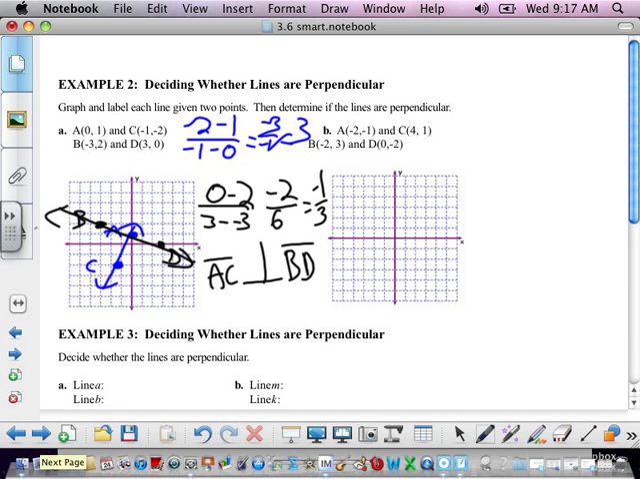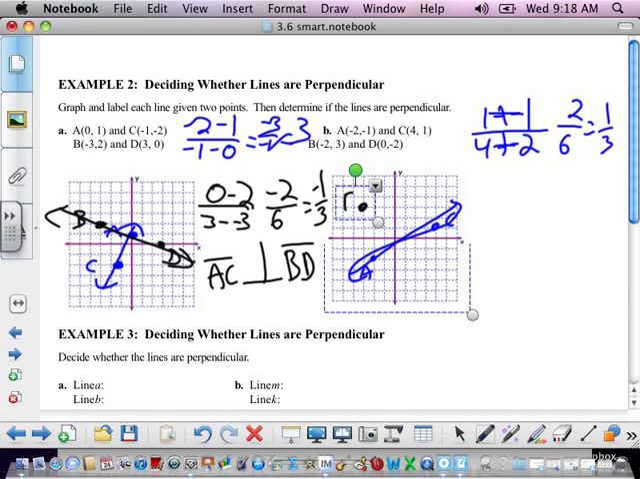Let's try the next one. We've got -2, -1 for A. C is 4, 1. So that's 1 minus -1 over 4 minus -2. Just become positive. We get 2 over 6, which is 1/3. Then we've got -2, 3 is B. And D is 0, -2.